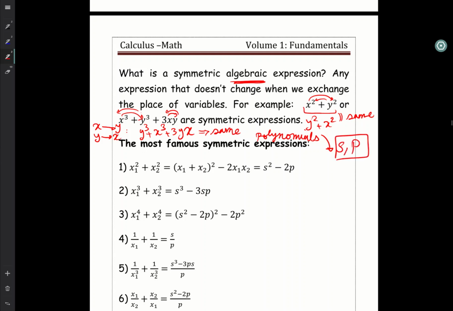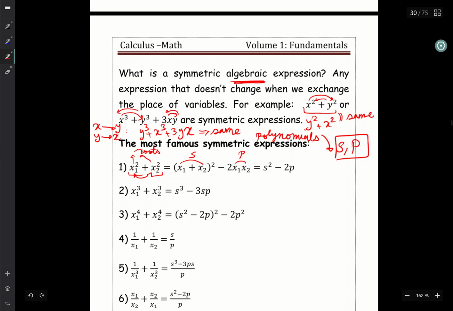And I have some examples here which we're going to look at. So x1 squared plus x2 squared, where x1 and x2 are the roots of a quadratic equation. This is a symmetric expression, so I can interchange x1 and x2 and the expression still remains the same. And I can use the identity of (a plus b) squared, so this becomes s squared minus 2p.